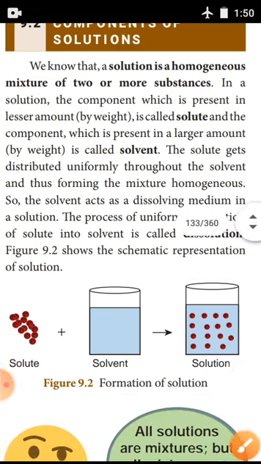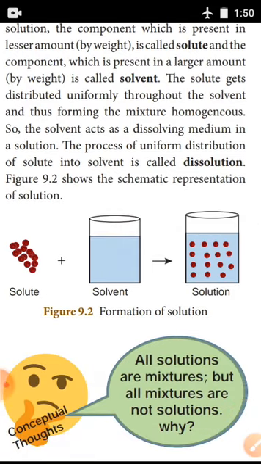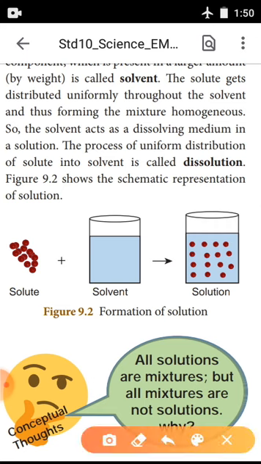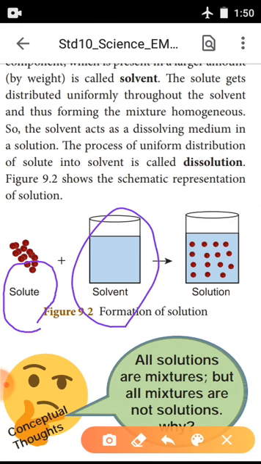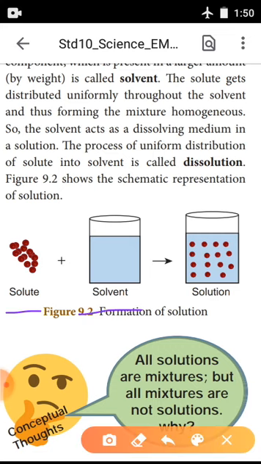And see the picture. If you want to prepare one solution, you need one solute particle and another one, a solvent particle. Then only you can get a solution. So if you are preparing a solution, first we need two things: one is solute particle, another one is solvent particle. What is solvent? Yes, very good, that is liquid. Water is a solvent.